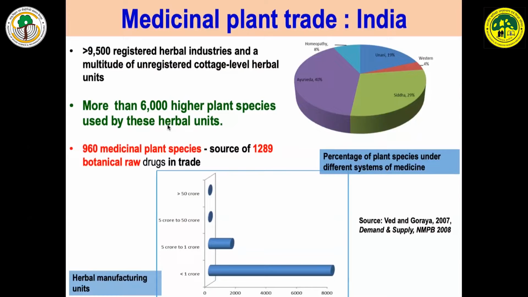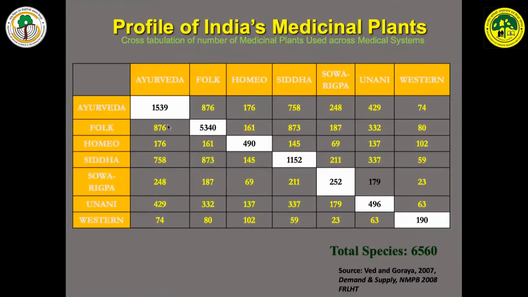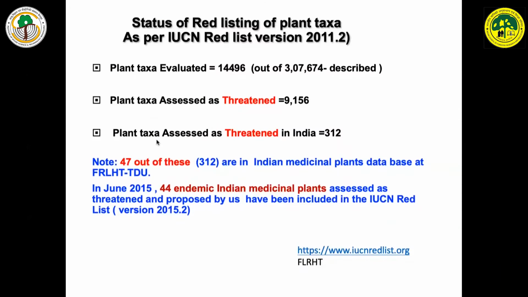So there are many species we have lost, and there is a huge number of herbal industries. I don't know how they depend, but presumably they are all sourcing from the wild. Our institute has classified the species used in different medicinal systems: Ayurveda, Folk, Homeo and Siddha. These are traditional systems of medicine, and more than 6,000 species are being used in them.